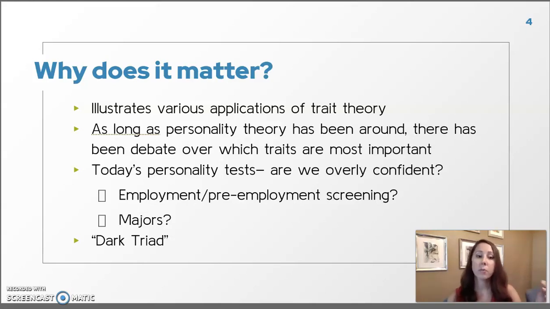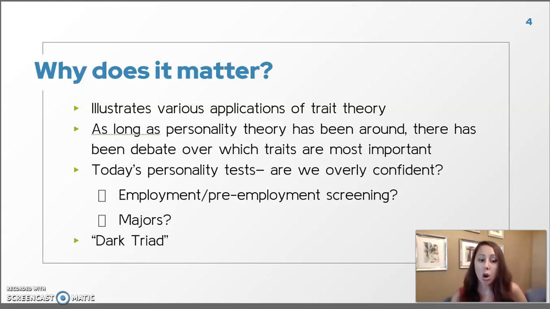It also illustrates the point that as long as personality theory has been around, professionals have been kind of debating over which traits are the most important to measure, which ones are optional, which ones are central to a person's core personality type. And the reason that this is important has to do with what we're doing with today's personality test.